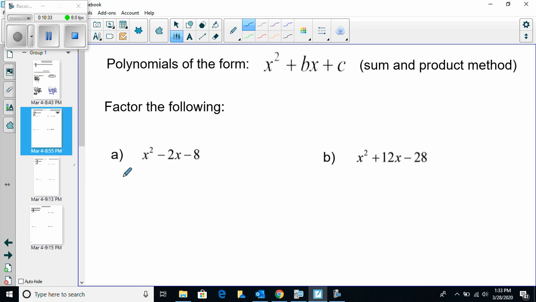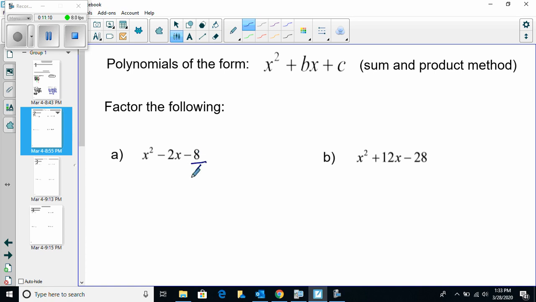So in this case, we are factoring x to the power of 2 minus 2x minus 8. What we have to do is take a look at the third term. A quadratic equation in general is of the form ax to the power of 2 plus bx plus c. And c is the coefficient that doesn't have any variable on it. So in this case, we have negative 8.